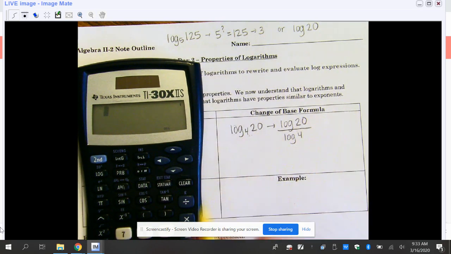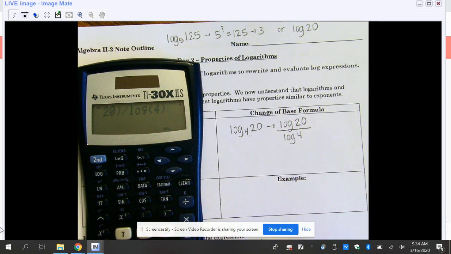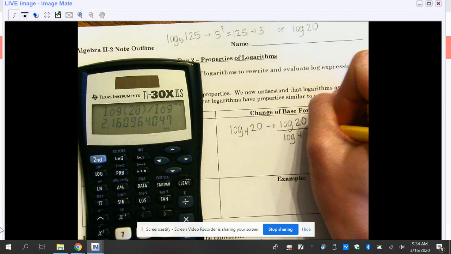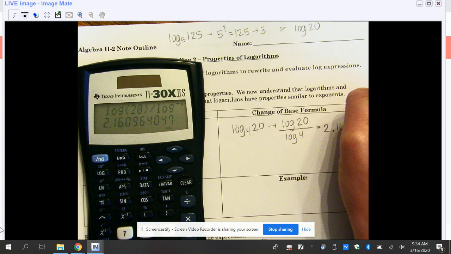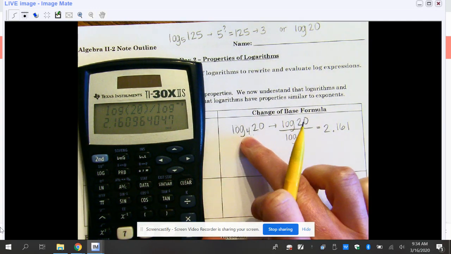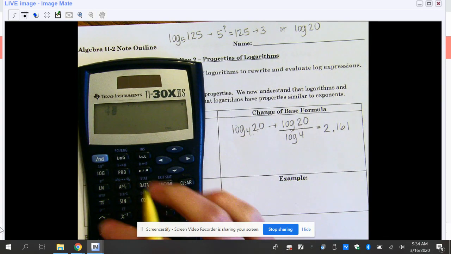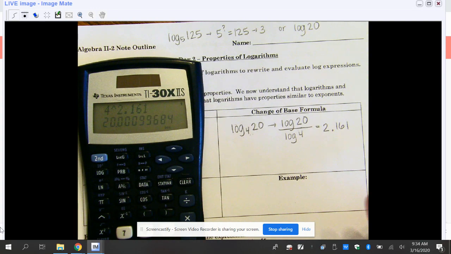And so now what we just have to evaluate, now that I've changed my base to 10, is I can just type in the log of 20 divided by the log of 4, and I get my answer. So that's about 2.161. We're going to be rounding to the thousandths here. So if I think about that as 4 to what power is 20, when I evaluate 4 to the 2.161, I should get something pretty close to 20. I'd say that's pretty close.